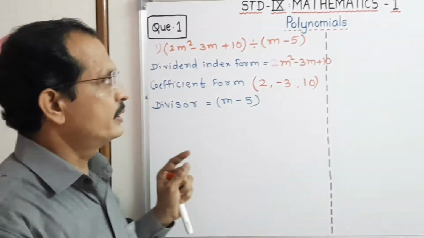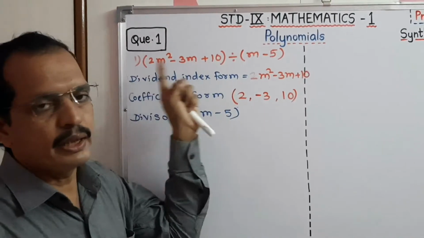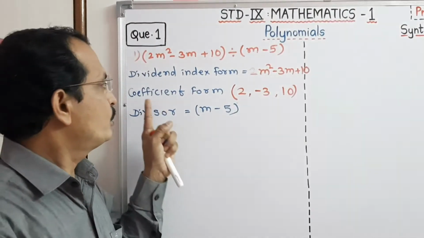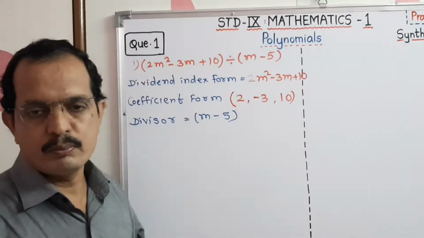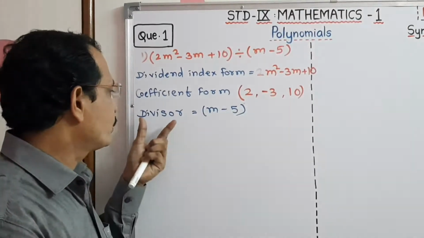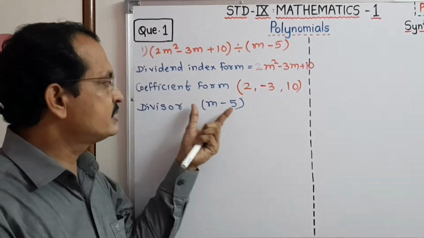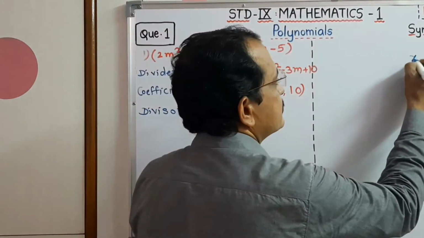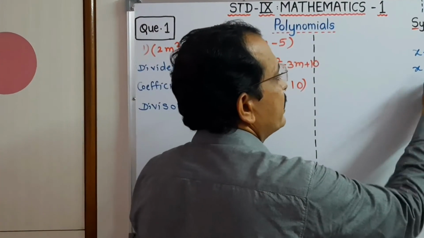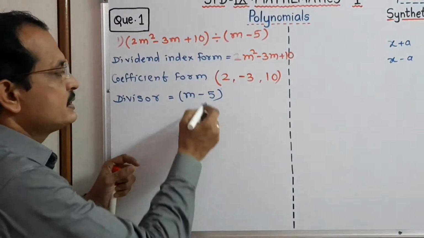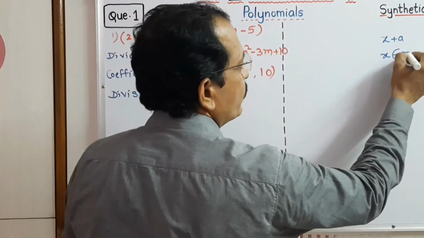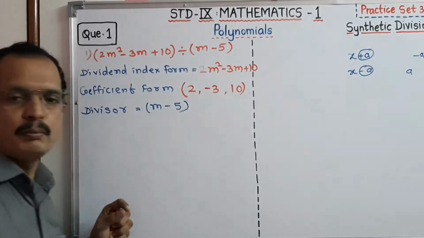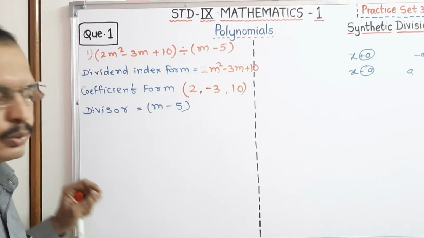Got it? See here. First of all, we have to write the dividend in index form. Then we have to write it in coefficient form. After that, we have to write the divisor. The divisor is in the form of x plus a or x minus a. If it is minus a, then we have to take plus a, and when it is plus a, then we have to take it as minus a. The opposite number we have to use.